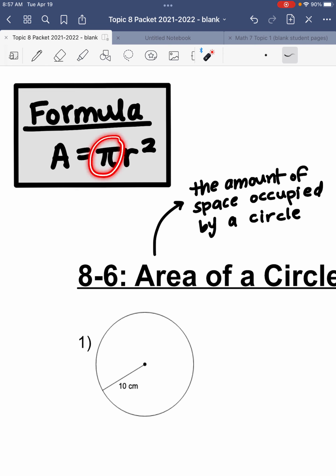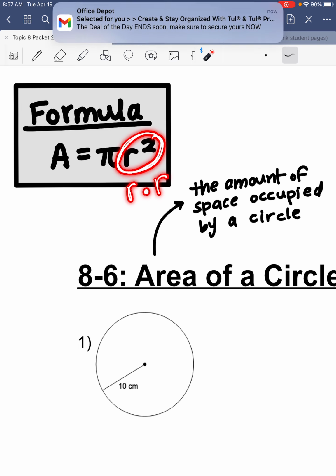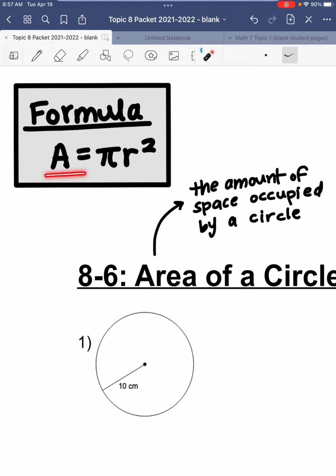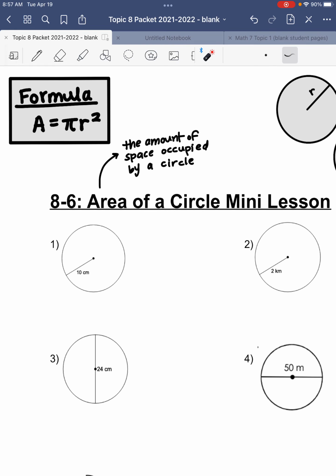Now let's talk about pi. Every time we see that, we're going to use the approximation 3.14. And the radius squared means I'm taking the radius and multiplying it times itself, so r times r. Okay, so that is our formula: A equals pi times the radius squared. And of course, we're going to use our calculator to make that easier for us. Now that we've talked about all that, let's jump right into some examples.